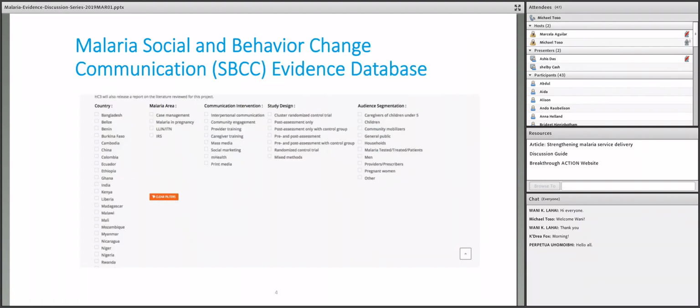We hope today's discussion sheds light on tips for reading and interpreting malaria SBC research for your own work. As mentioned earlier, today's article comes from an online searchable database of malaria SBCC evidence, which includes both peer-reviewed literature as well as gray literature.